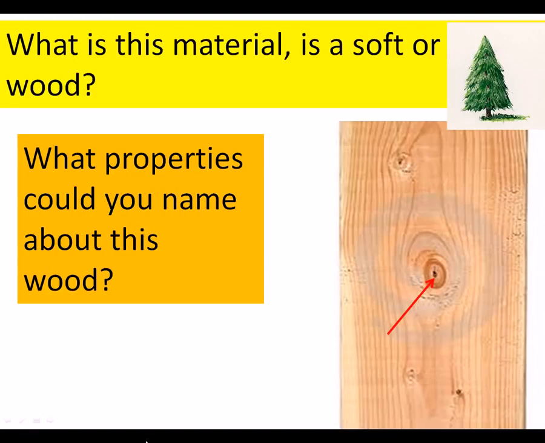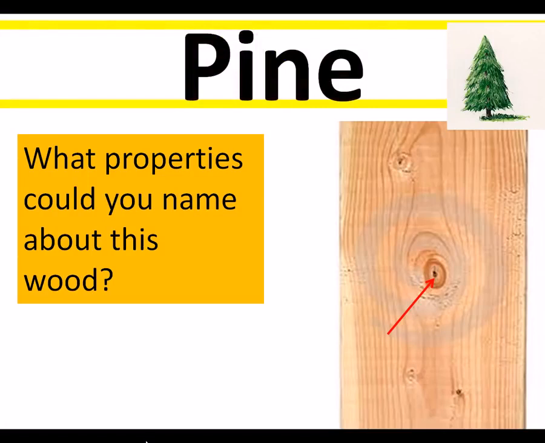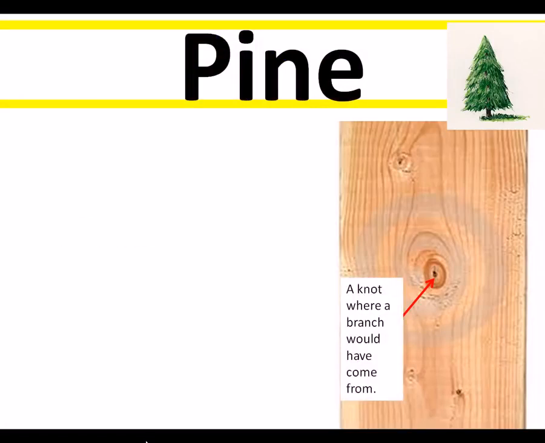Right, we're going to look at some different types of wood. These are different types of wood that you need to know for the exam. If you can remember one or two of them, that will normally do you for an exam. So there's the first material from this kind of tree. It is pine. What properties can you name about this wood?